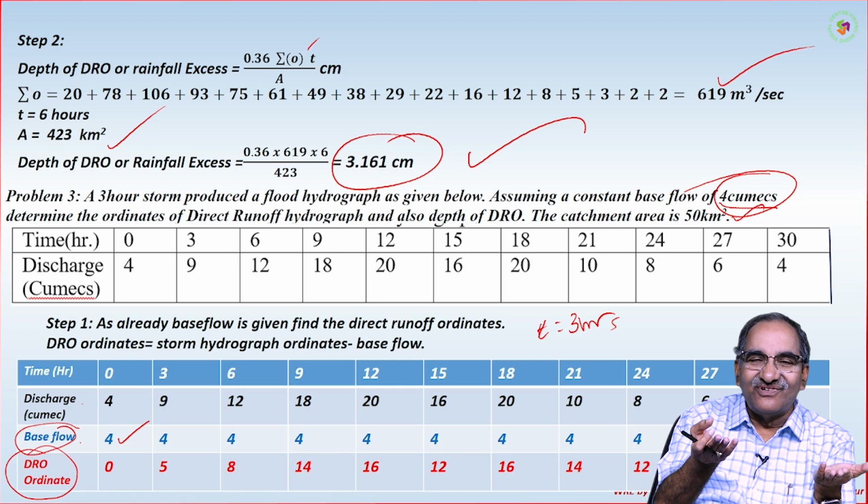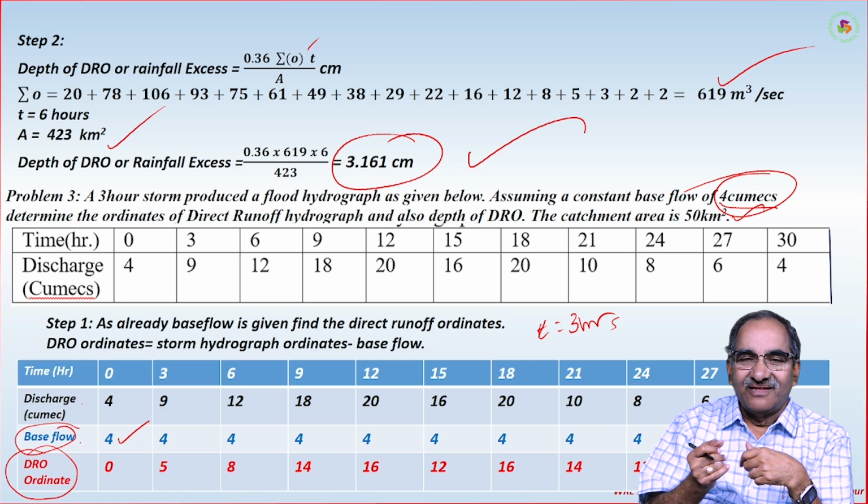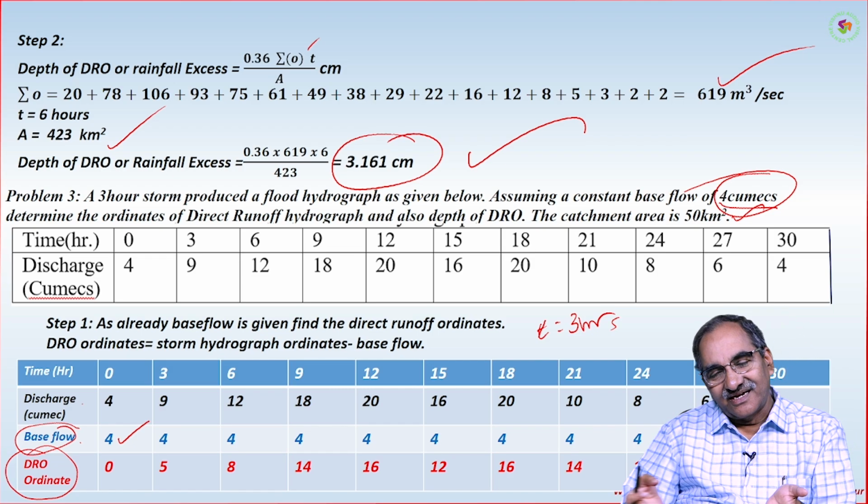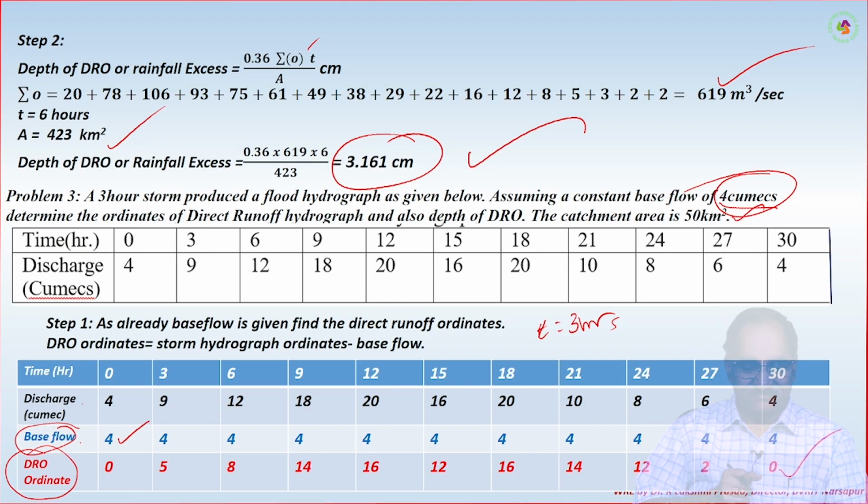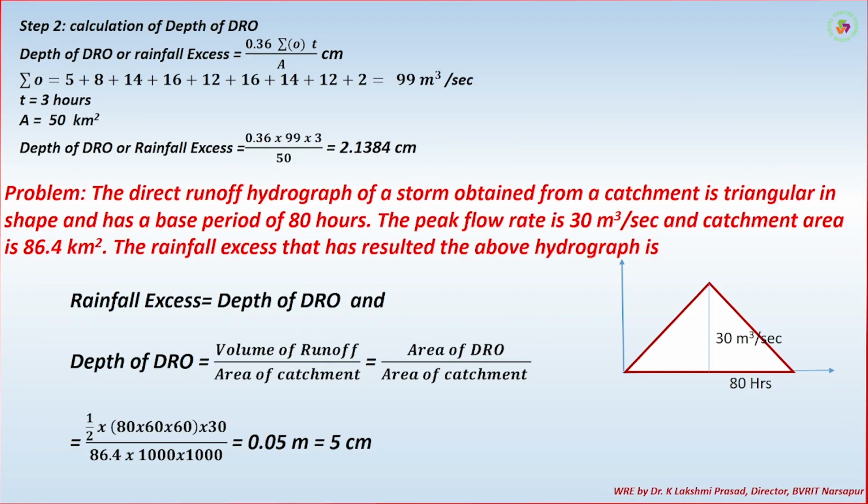So if base flow is already given, there is no question of separation. You straight away put it in the table and get the direct runoff ordinates. Then, as usual, depth = 0.36 × ΣO × T / A, where T is 3 hours and the area is given. It is directly in centimeters.